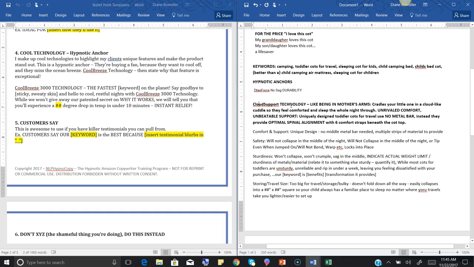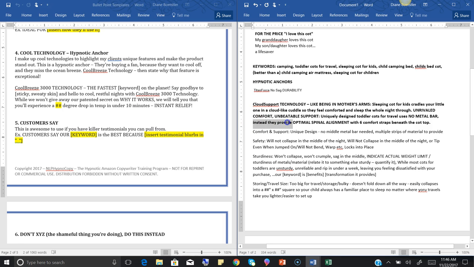Okay, so our first one, we used a hypnotic anchor. So we can say sleeping, cloud support technology, like being in mother's arms. And you want to start off with the keyword, obviously, sleeping cot for kids. Cradles your little one in a cloud-like cuddle so they feel comforted and sleep the whole night through. Unrivaled comfort, unbeatable support, uniquely designed toddler cot for travel, uses no metal bar.